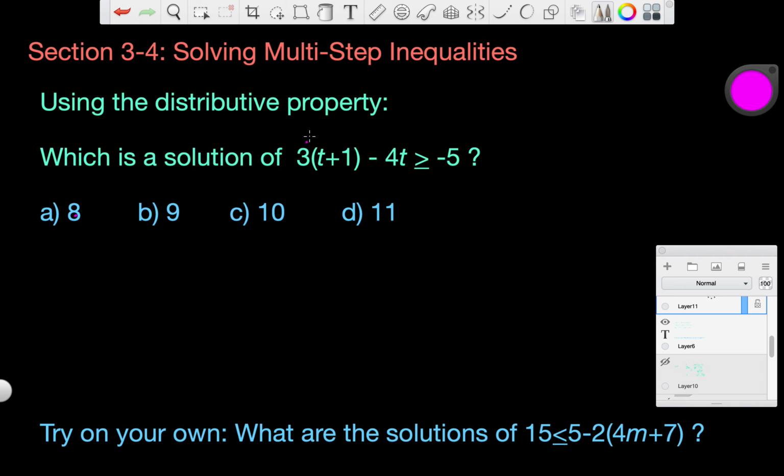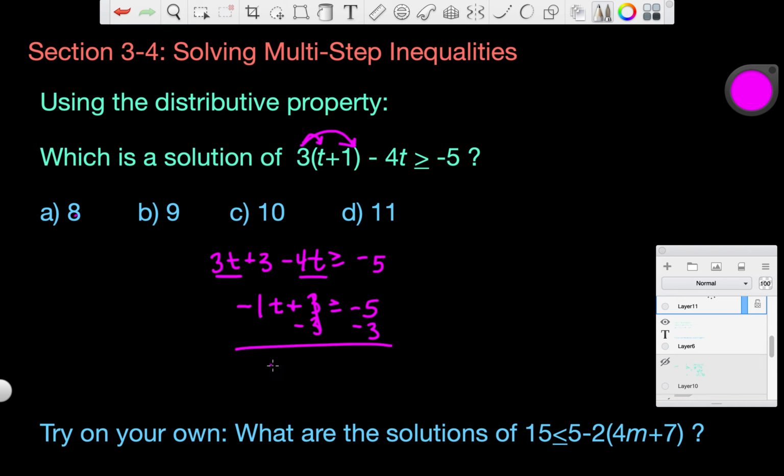So first thing I want to do is distribute my 3 to both terms on the inside because I see those parentheses. So we are left with 3t plus 3 minus 4t is greater than or equal to negative 5. So I have 2 terms with t and I want to combine them. So I really have 3t minus 4t gives me negative 1t plus 3 is greater than or equal to negative 5. Now, my 3 is further away from my t, so I'm going to subtract 3 from both sides.